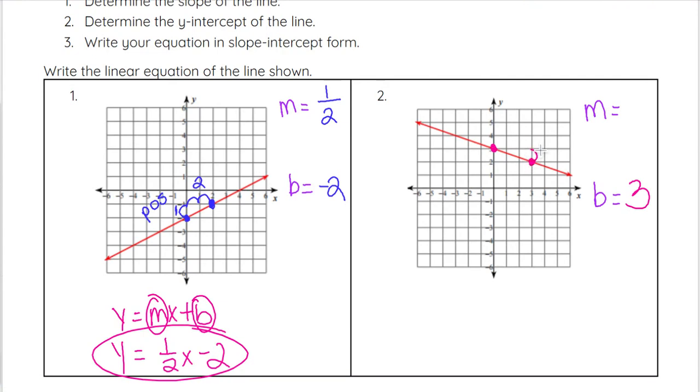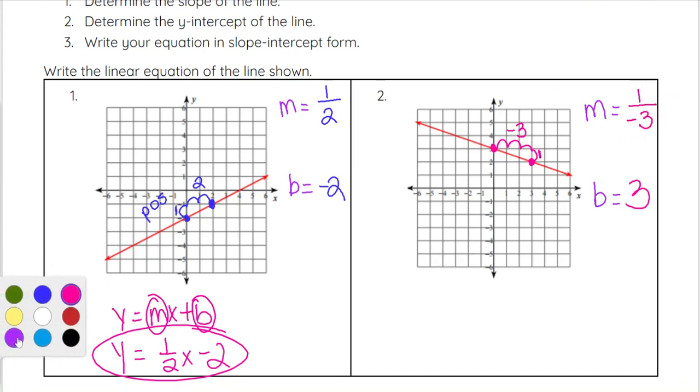I'm going to go up 1, which will be positive 1 for our rise because it's going upward. And then our run would be going back, or left 3, and that's going to be -3, not positive 3. It will be -3 because it is going to the left from where we started. So our rise is 1, our run is -3.